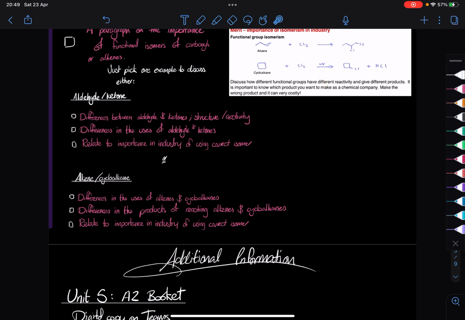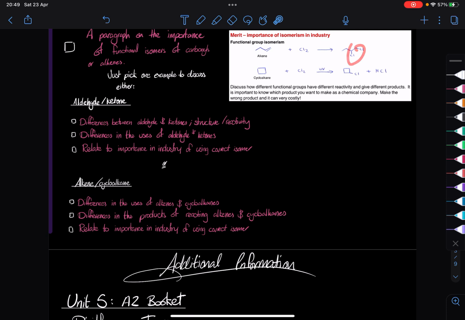So here we're reacting it with chlorine. The alkene gives me a dichloro, and the cycloalkane gives me just a chloro. It gives me a haloalkane. So they're going to have different reactivities, different products. They're going to be used for different things. And then I want you to relate to the importance of industry using the correct isomer.